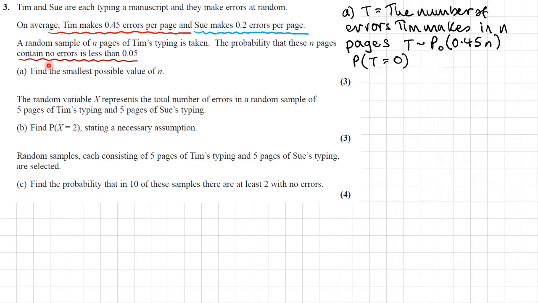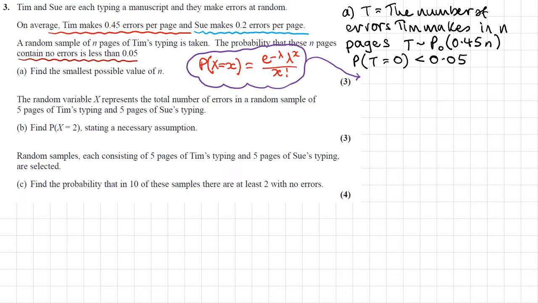And we've been told in the question that the probability that he makes no errors, the probability that t is equal to 0, is less than 0.05. So we need to use the formula to work out Poisson PD, and it's this formula here, e to the negative lambda times lambda to the x over x factorial, and here lambda we're going to replace with 0.45n, and we're going to solve for n, and x is going to be equal to 0 because we're working out the probability x is equal to 0.